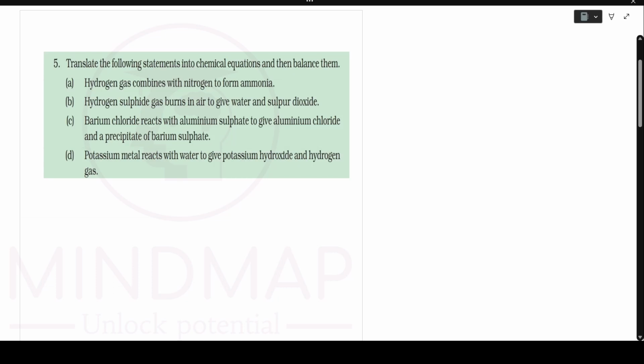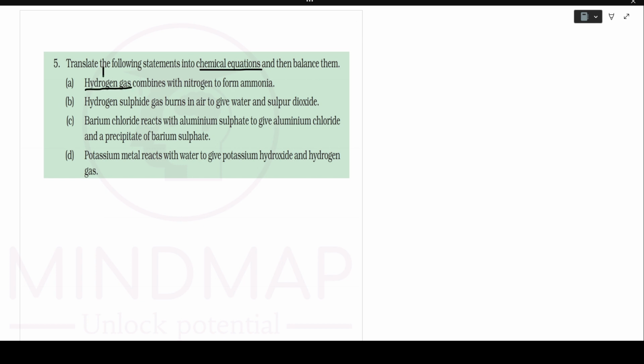Let's do question number 5. Translate the following statements into chemical equations and then balance them. So first you have to write the chemical equation for these statements and then you have to balance it, right? Okay, let's do the first one.